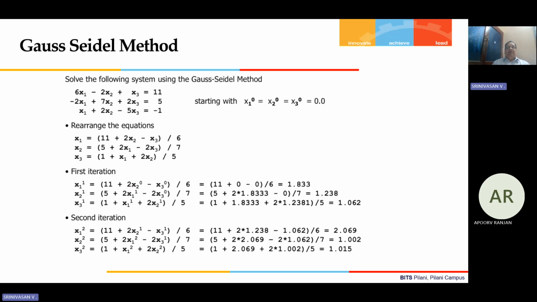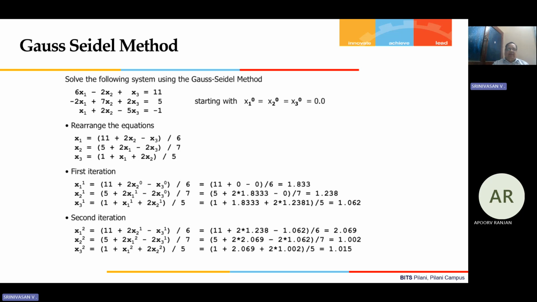Now, look at just with that notation. Here is a problem. Same idea, same thing. Solve the following system of equations using the Gauss-Seidel method: 6x1 minus 2x2 plus x3 equal to 11, minus 2x1 plus 7x2 plus 2x3 equal to 5, x1 plus 2x2 minus 5x3 equal to minus 1, starting with, it is given in the question itself, x1 superfix 0 equal to x2 superfix 0 equal to x3 superfix 0 equal to 0.0, means the initial approximation is started with x1 equal to x2 equal to x3 equal to 0.